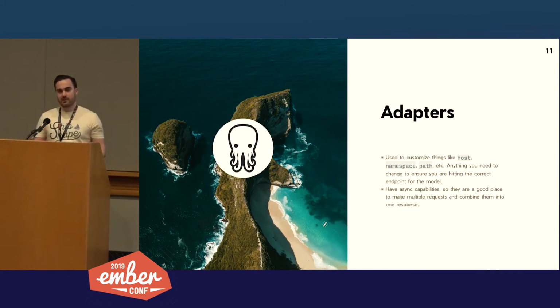So adapters, as I mentioned briefly, do things like let you customize the host, namespace, path, etc. All the things you need to ensure you're hitting the correct endpoint for the model. And they have async capabilities where serializers do not. So if you want to make a few calls and make sure they're done before you return the data and combine them into one response, this is a good place to do it.